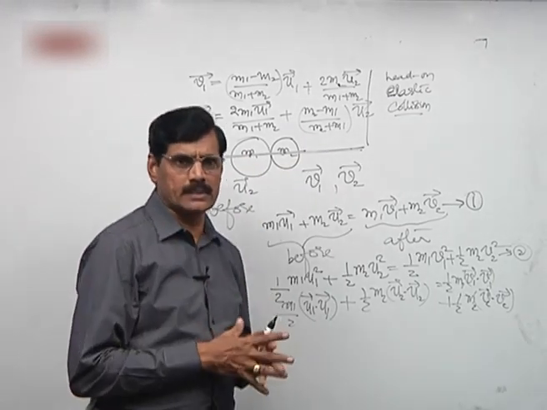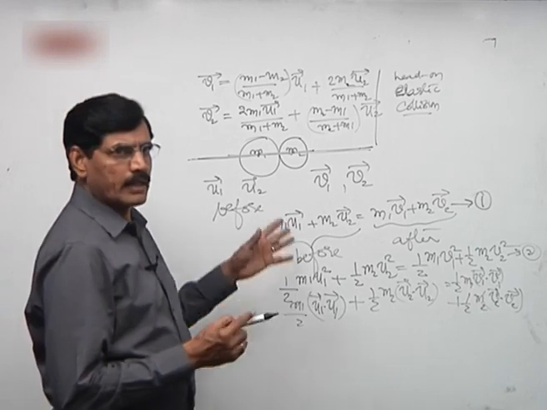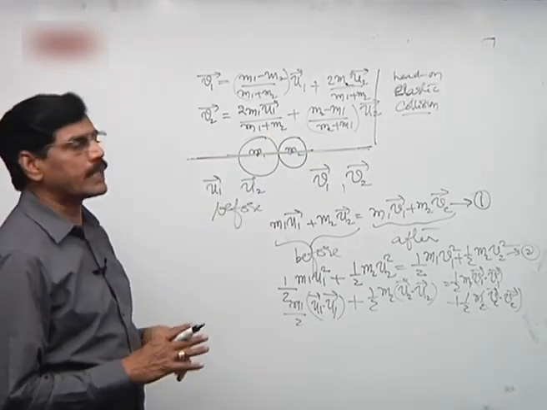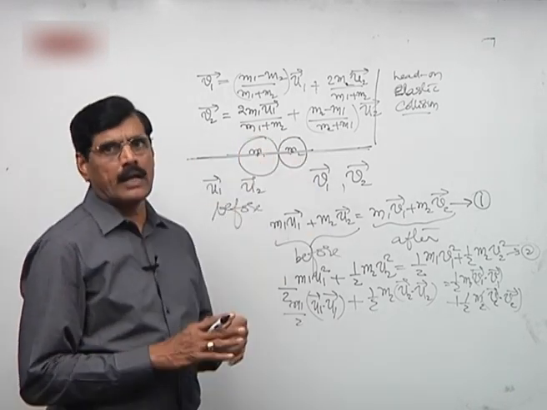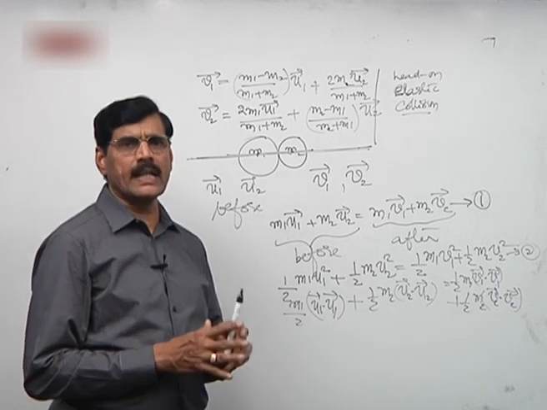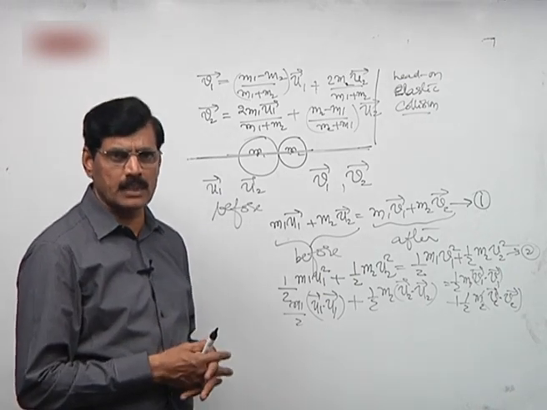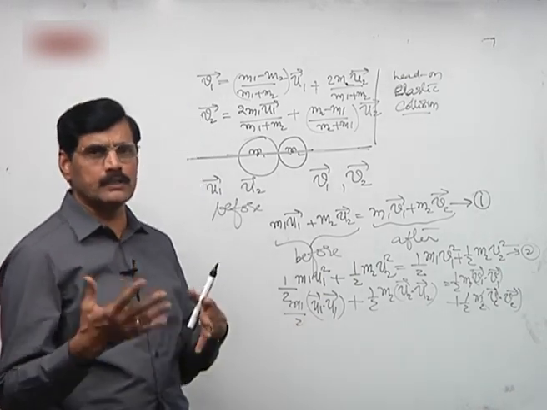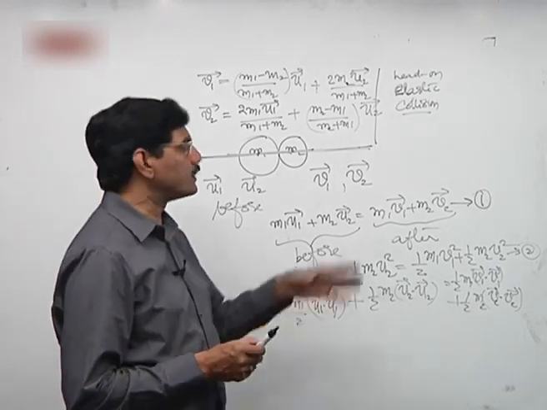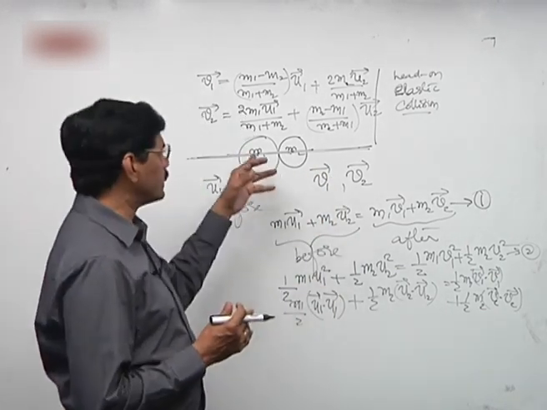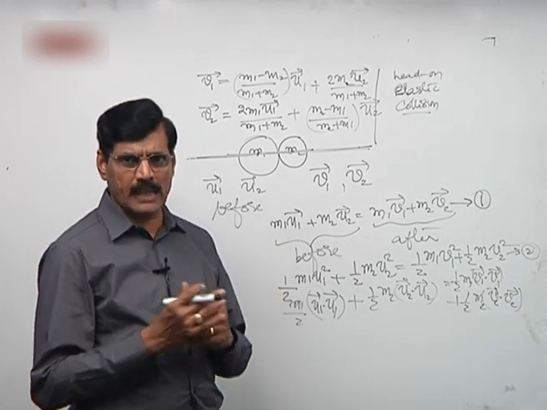Next is how the classification of collisions takes place. The type of collision is based on energy conservation: elastic, inelastic, plastic. In all these collisions linear momentum is conserved. Why is linear momentum conserved? Because there is no external force involved at the time of collision, and because of that the linear momentum is conserved. Then based on energy conservation, we have elastic, inelastic, plastic.